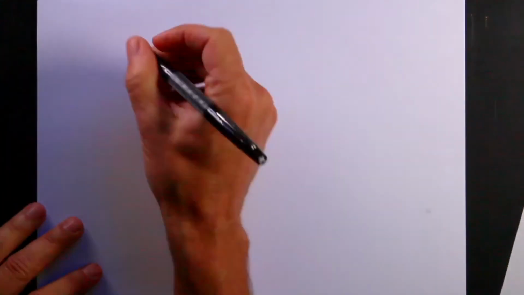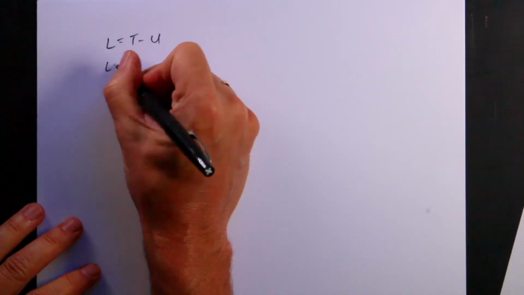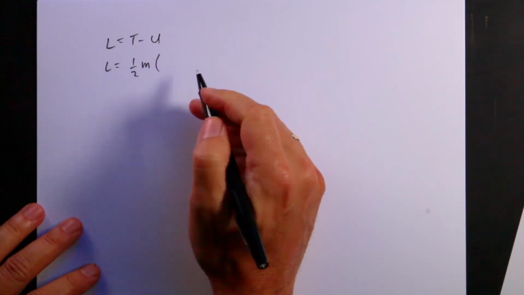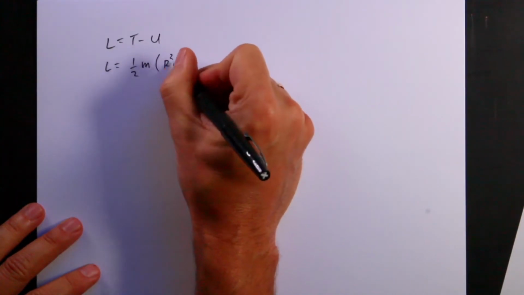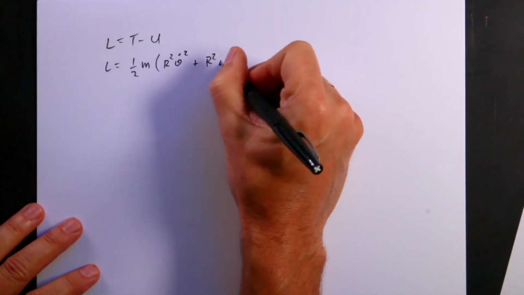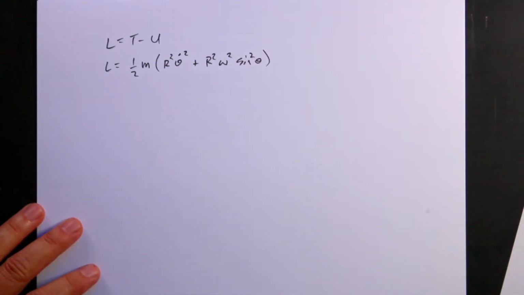Okay, so L equals T minus U. That's going to be equal to 1/2 m times x dot squared plus y dot squared plus z dot squared, which is r squared theta dot squared plus r squared omega squared sine squared theta, minus the potential.